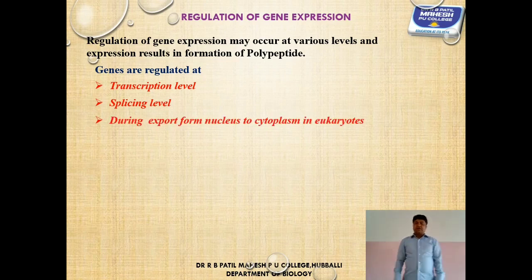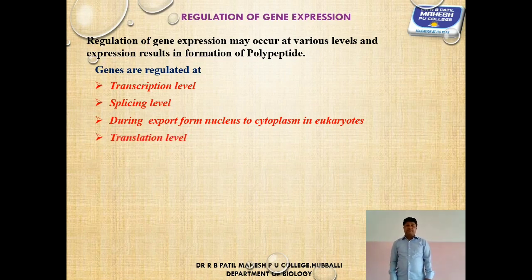Next one, during the export or transport of mRNA from nucleus to the cytoplasm. That is the third level, and the fourth one, translation level. So these are the 4 levels of gene regulation.